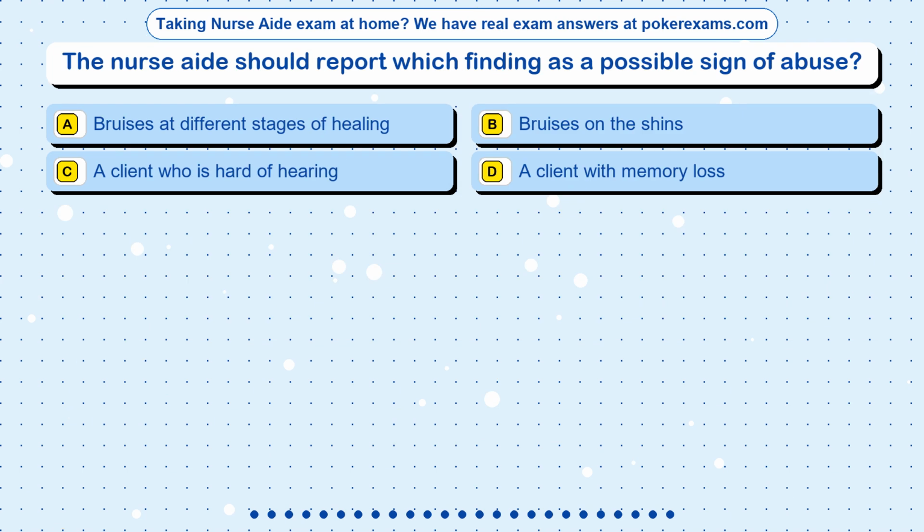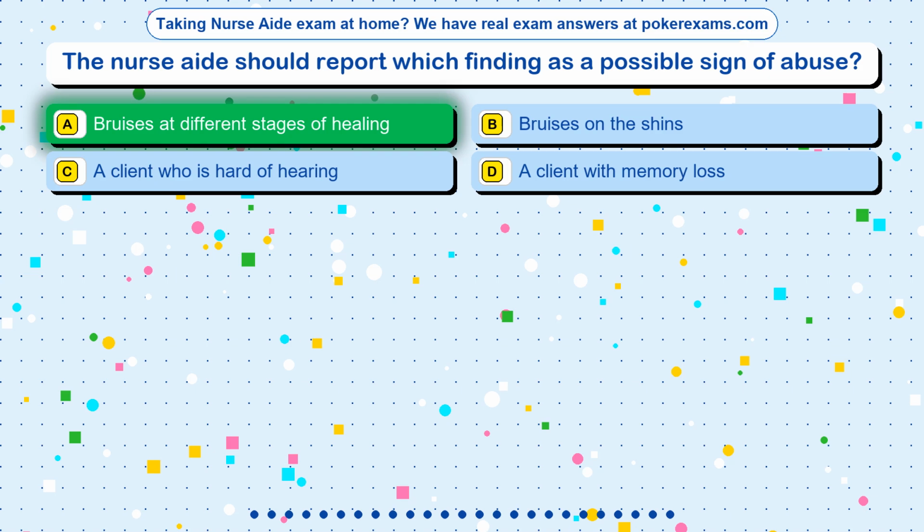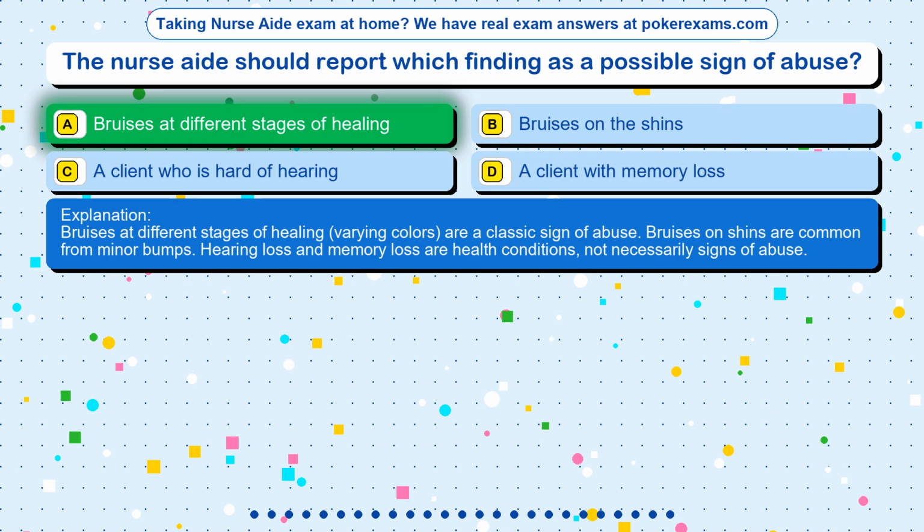Question 21. The nurse aide should report which finding as a possible sign of abuse? Option A, bruises at different stages of healing. Option B, bruises on the shins. Option C, a client who is hard of hearing. Option D, a client with memory loss. The correct answer is option A, bruises at different stages of healing. Bruises at different stages of healing, varying colors, are a classic sign of abuse. Bruises on shins are common from minor bumps. Hearing loss and memory loss are health conditions, not necessarily signs of abuse.